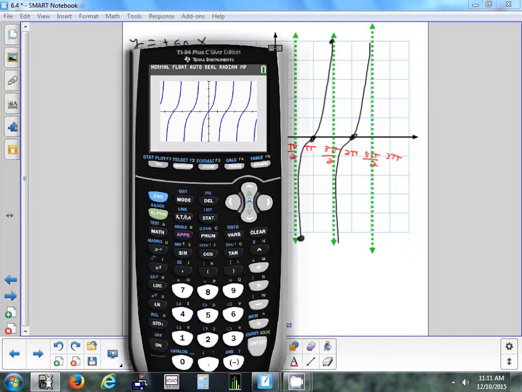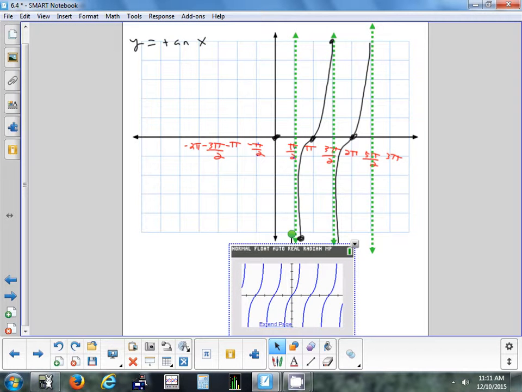Okay, so we'll try to find nice windows. But we're looking at a little over 5 periods here. Okay, a little over 5, but not quite 6. This is not quite half, and that's not quite half. But there's your graph of tangent. Okay, any questions on that?